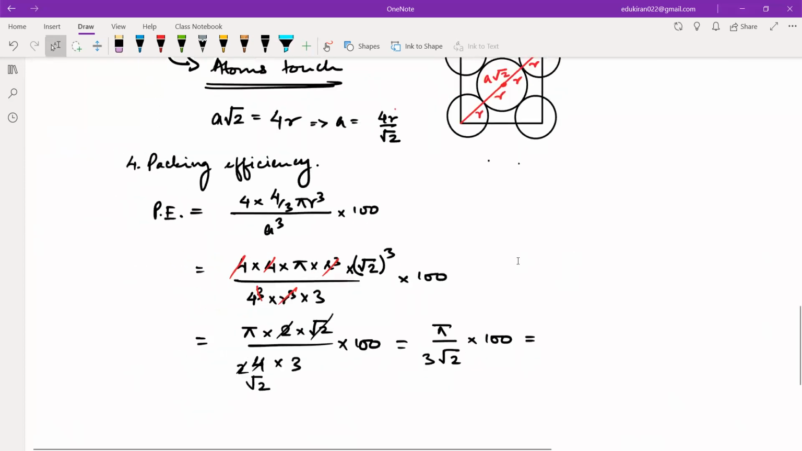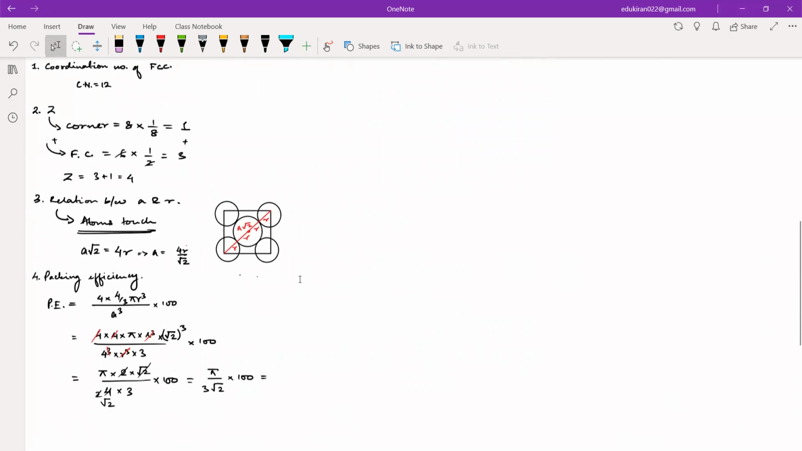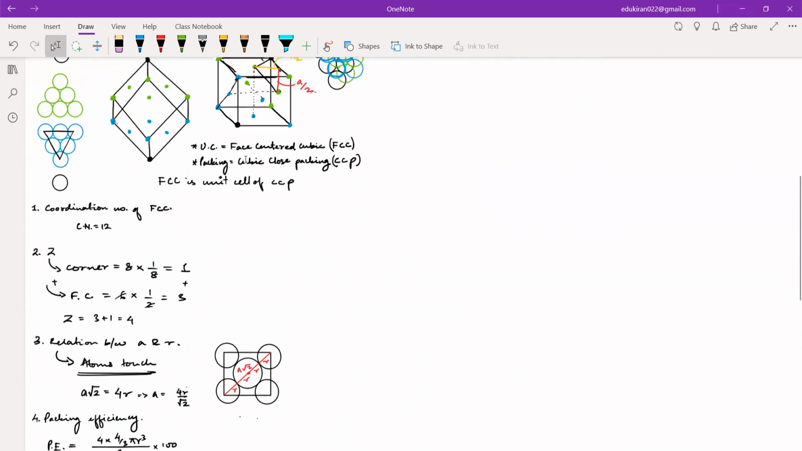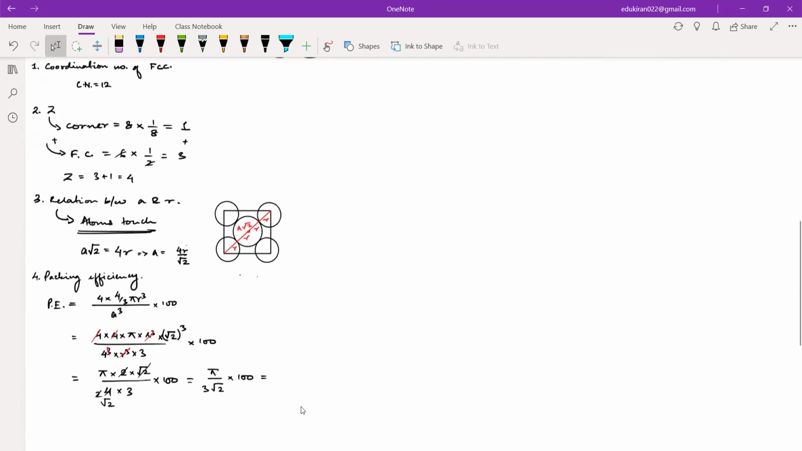All of you start writing from here. You can see from coordination number, yes or no? I think you have written till here. Start writing from coordination number of FCC. Calculate the packing efficiency and tell me.